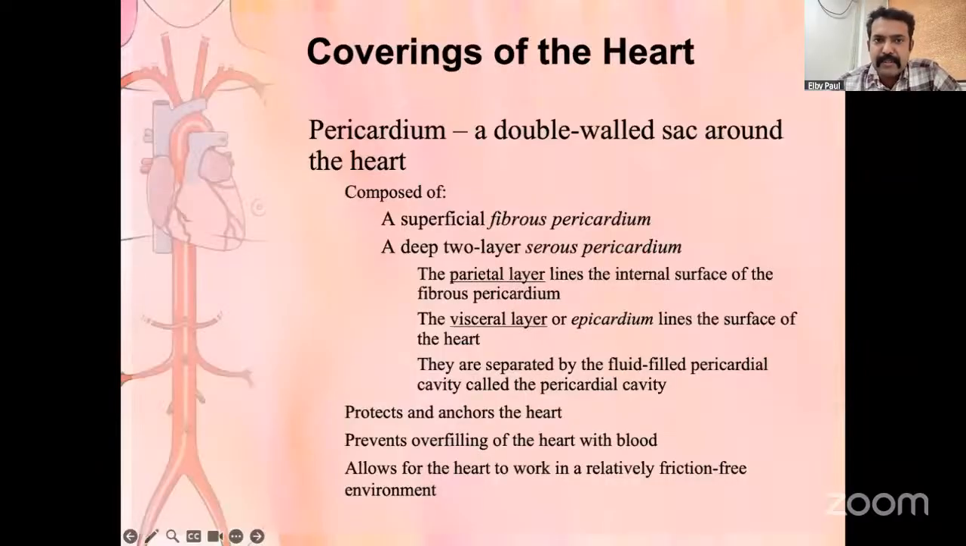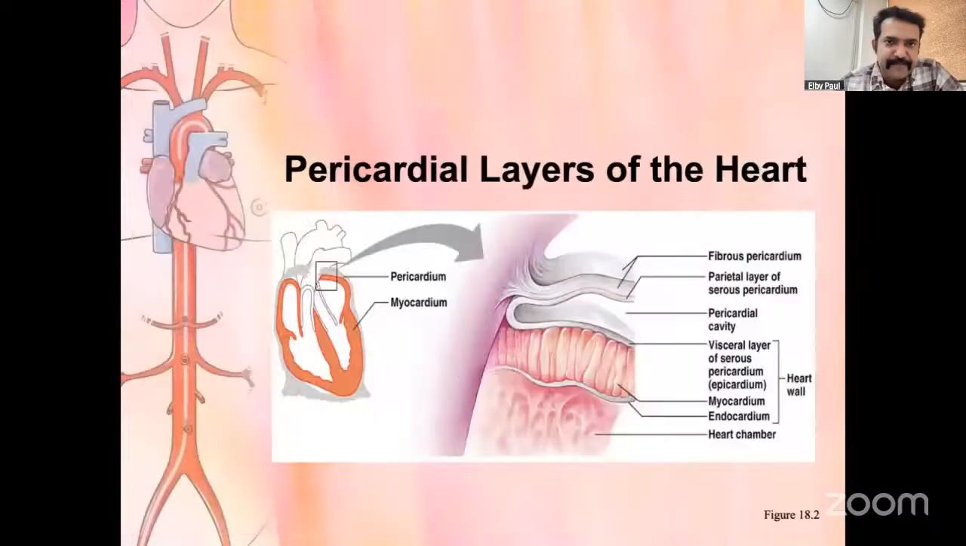Coming to the layers of the heart, the pericardium is a double-walled sac around the heart, composed of a superficial fibrous pericardium and two deep layers of serous pericardium. The parietal layer lines the inner surface of the fibrous pericardium. The visceral layer, or epicardium, lies on the surface of the heart. They are separated by a fluid-filled space called the pericardial cavity. It protects and anchors the heart, prevents overfilling of the heart with blood, and allows the heart to work in a relatively friction-free environment. This is very important. This is the pericardial layers of the heart.